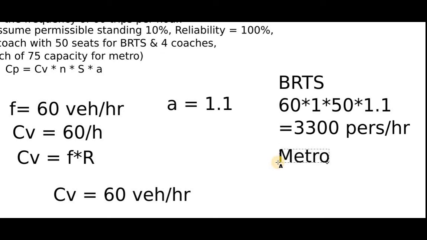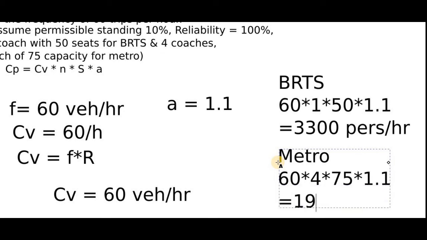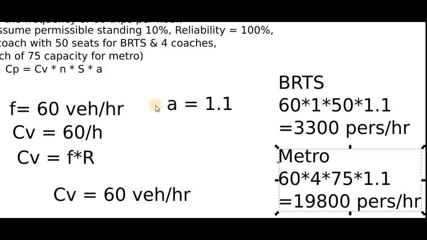Let's similarly find it out for your metro. The Cv is going to stay the same. My number of coaches is now 4, and my number of seats is now 75. My load factor we'll keep the same, 1.1. This is equal to 19,800 persons per hour. And that is how you can find the maximum capacity of a rapid transit system.